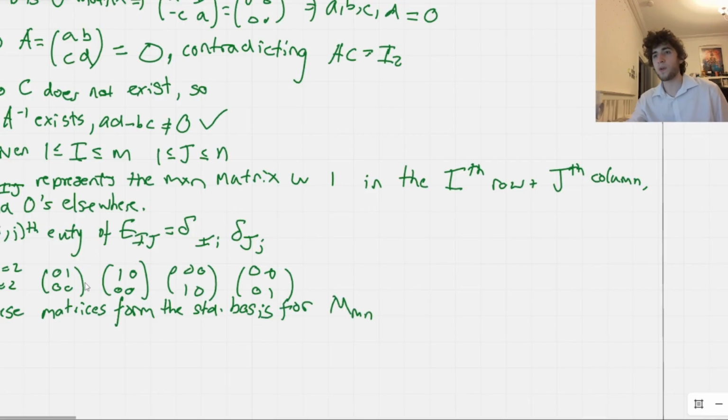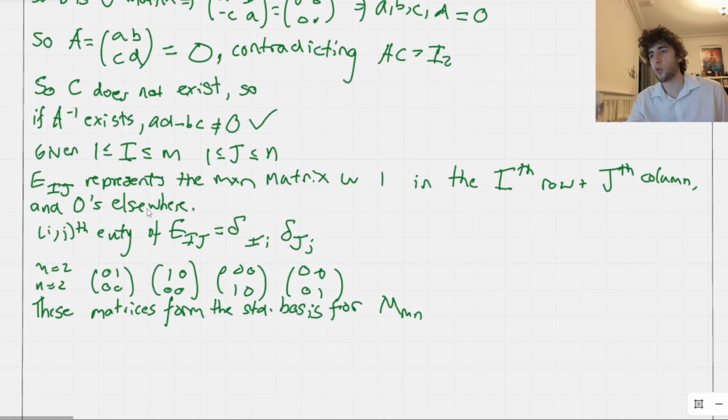Okay? So if I was considering the set of 2 by 2 matrices, then those 4 matrices up here that I've just drawn out form what we call the standard basis for that set. Okay? So this is just a definition for now, but it'll come into play later on as well. So just be familiar with it, and that's pretty much that.